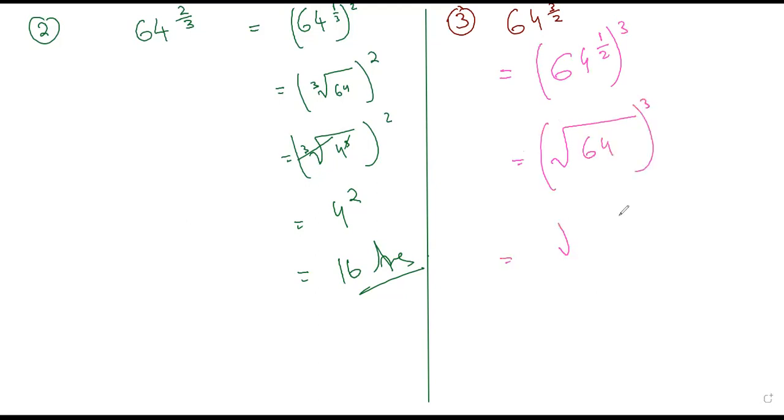I know that 64 is basically 8 square whole cube. I can cancel this out and now I have 8 cube, right? So 8 square is 64. 64 into 8 will give you 512. This would be the answer.